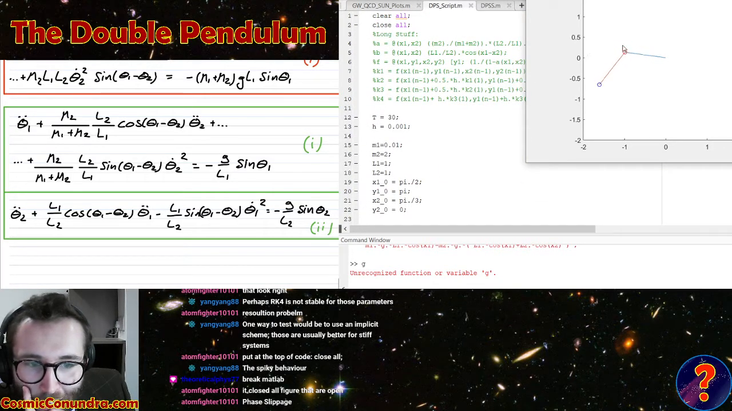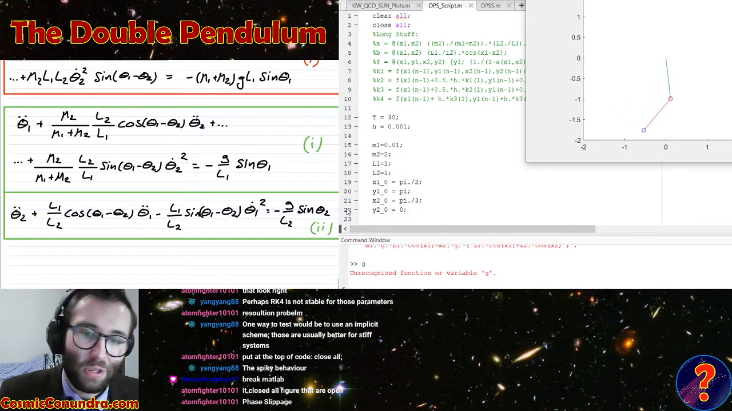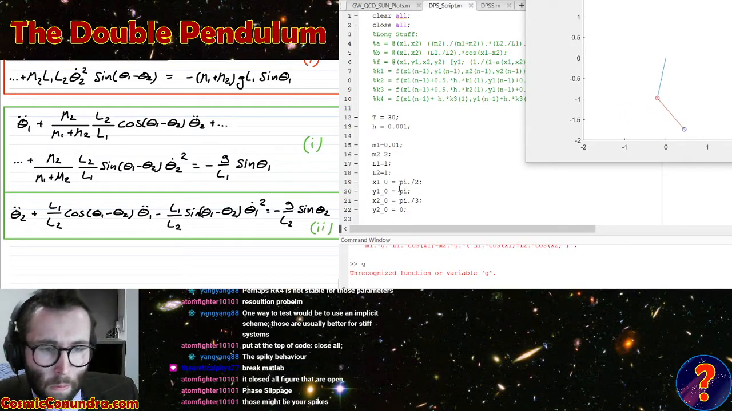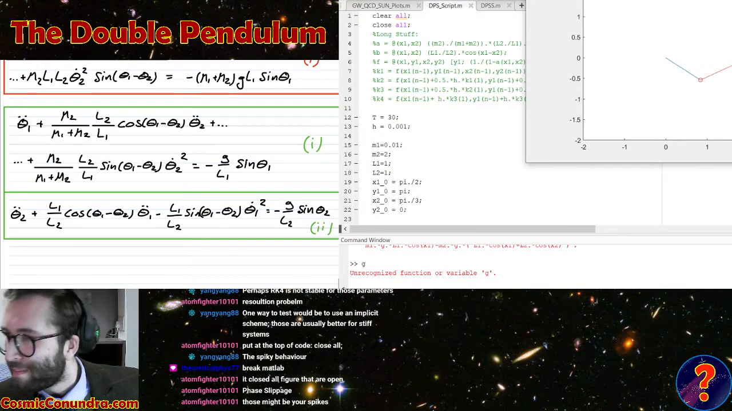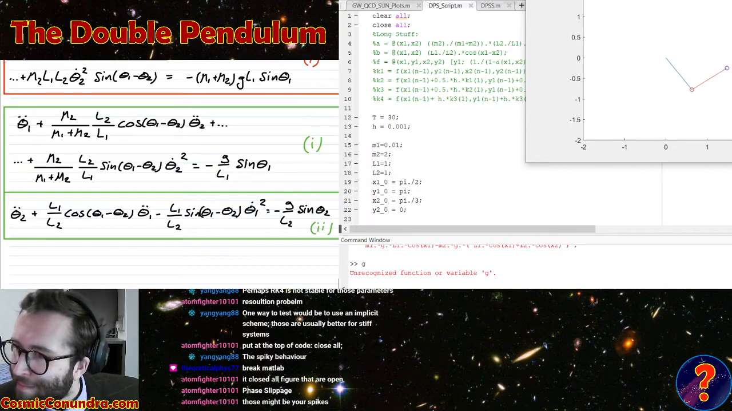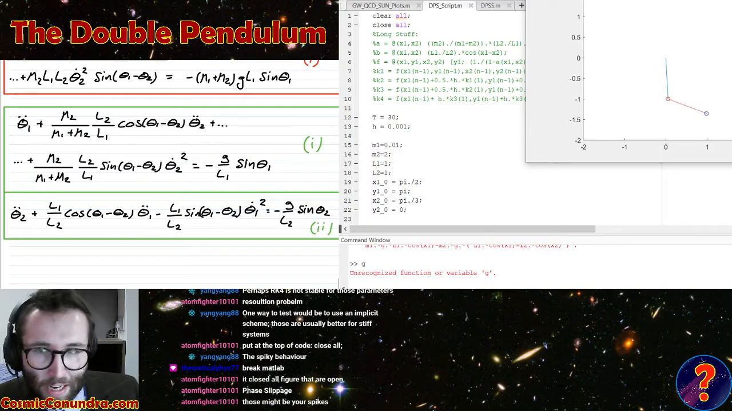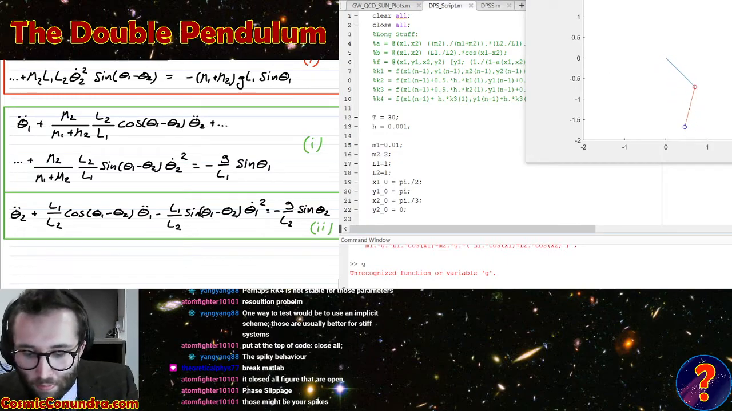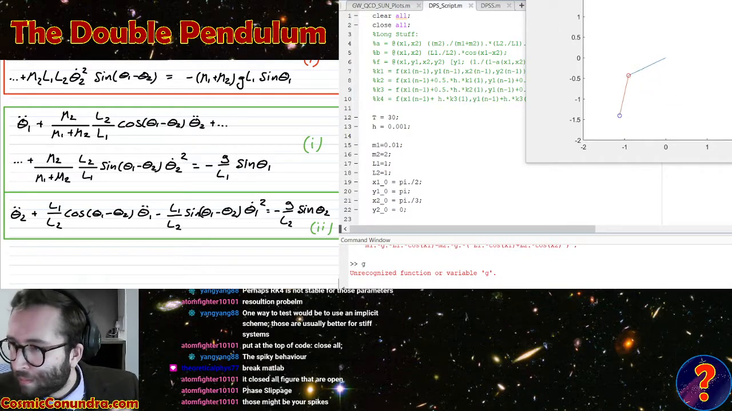Mass 1 is very tiny. The other mass is about 100 times bigger. 200 times bigger. Don't know why it's jumping. You say phase slippage. What is phase slippage? I don't think I understand what this actually is. Maybe it's too long for you to type and explain. I should look it up. Phase slippage.